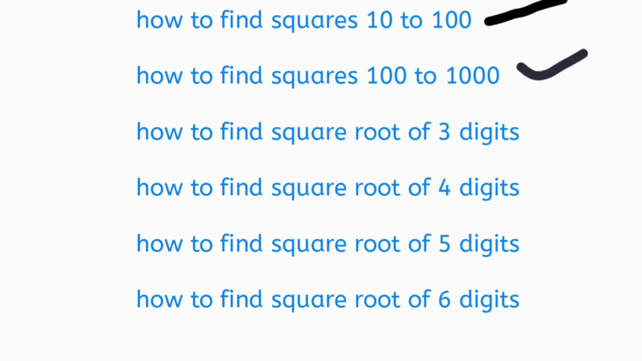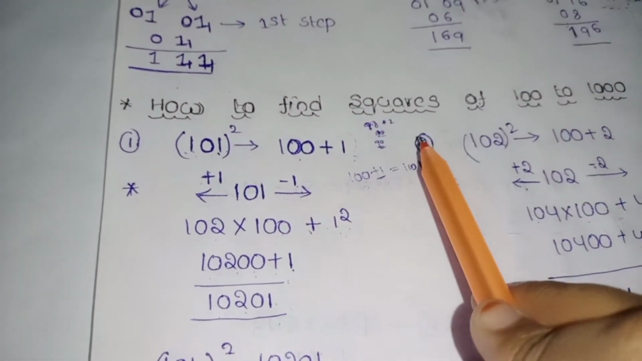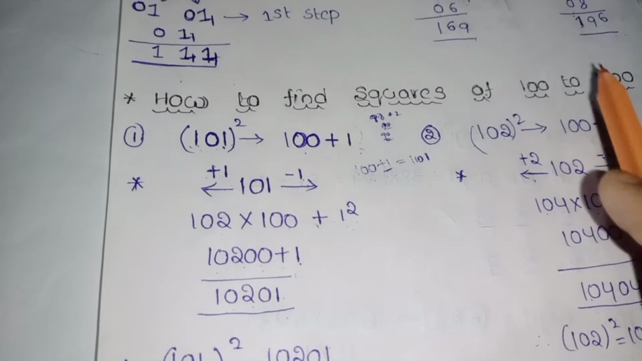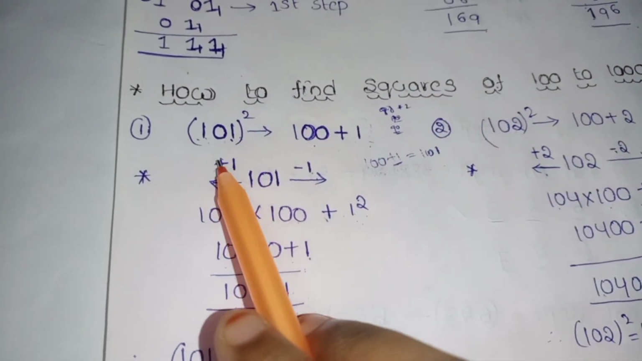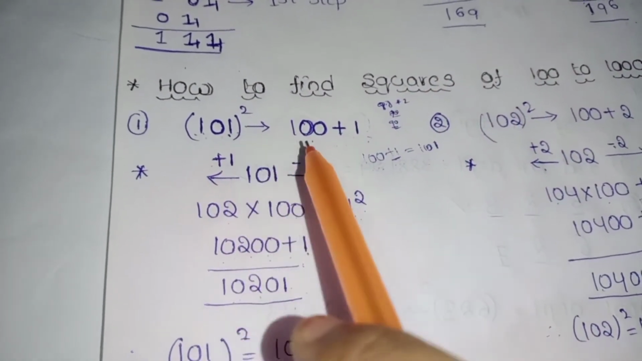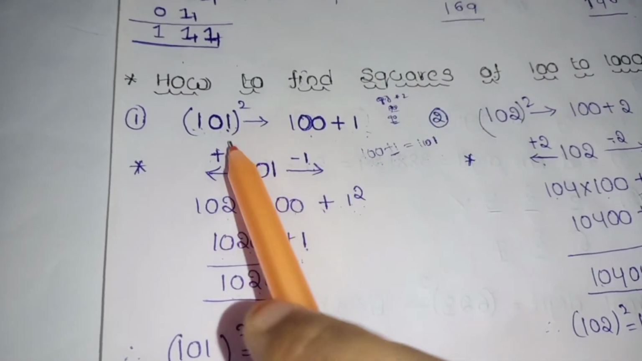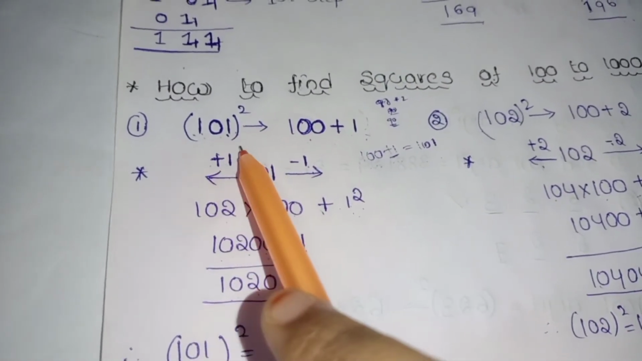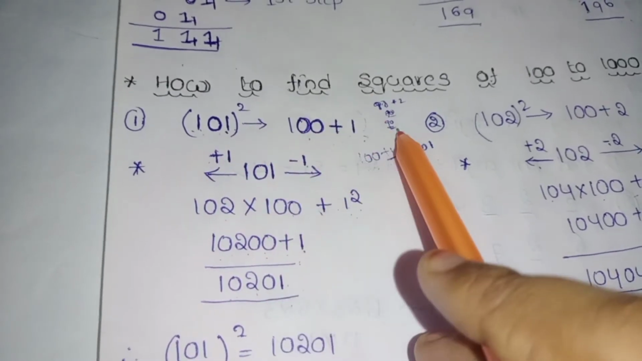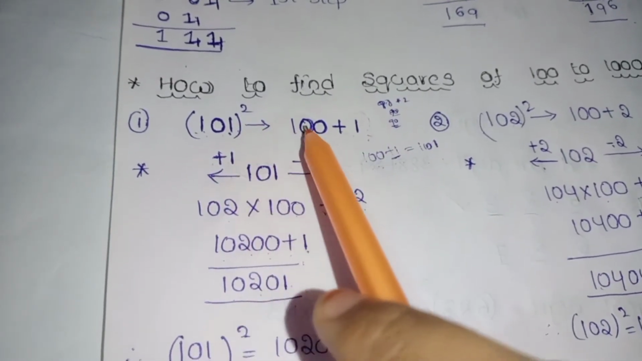Coming to the next one, how to find squares 100 to 1000. Let us see some more examples for better understanding. How to find squares of 100 to 1000. Let us see one example, 101 whole square. How to find 101 whole square by using a trick? First you have to analyze. 101 is near to which number? 101 is near to 100, right?